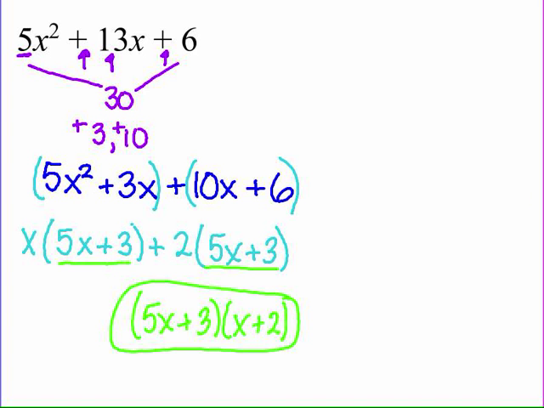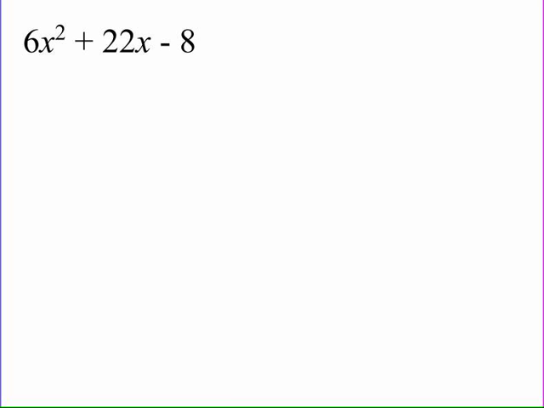Questions? Alrighty, let's look at this one then. 6x squared plus 22x minus 8. Is there anything in common? A 2. So what I'm going to do is take that 2 out. If I take that 2 out, that becomes 3x squared. And then what will come next? 11x minus 4.